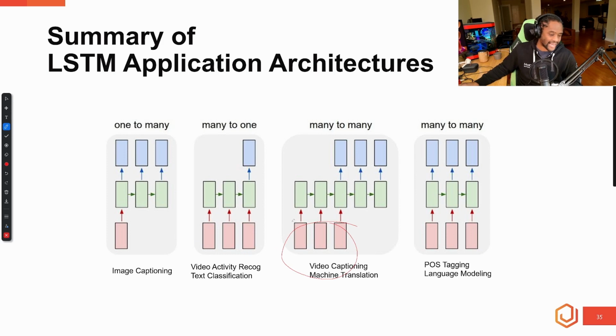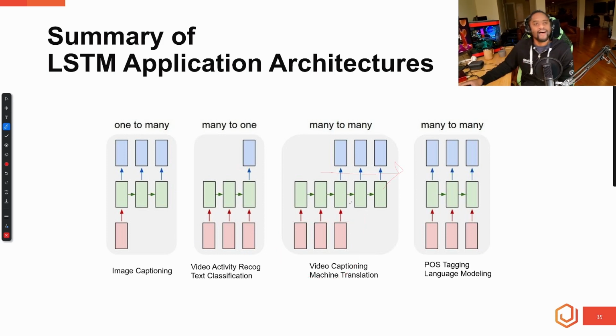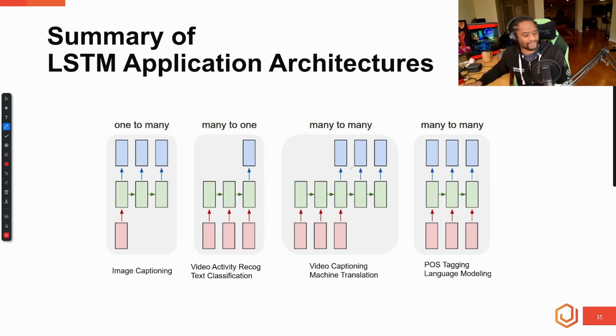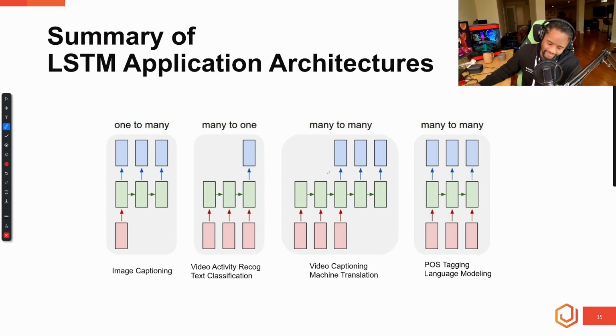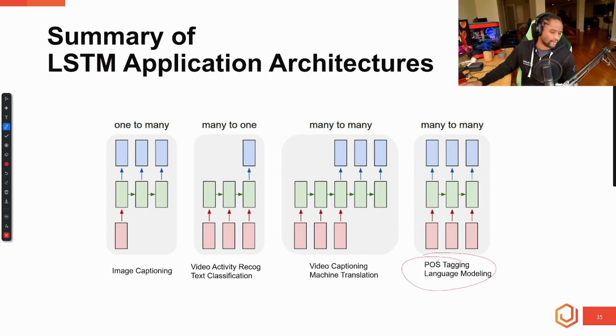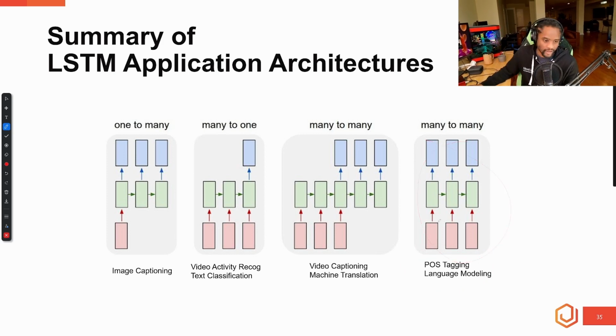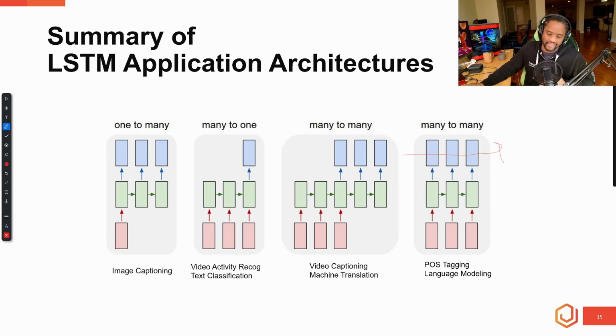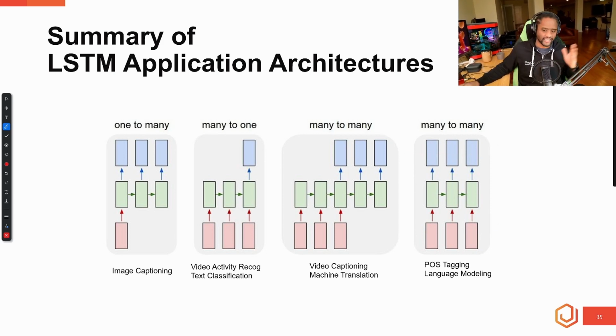Video captioning is like, as the video is playing, we're going to caption what's going on. Oh, it looks like the basketball player is about to dunk the ball. Oh, he just dunked it, and now he's starting to, he fouled somebody. And then parts of speech tagging, language modeling. This is like translation, right? You're taking a sentence in one language and generating a sentence in another language. LSTMs crush it for this.